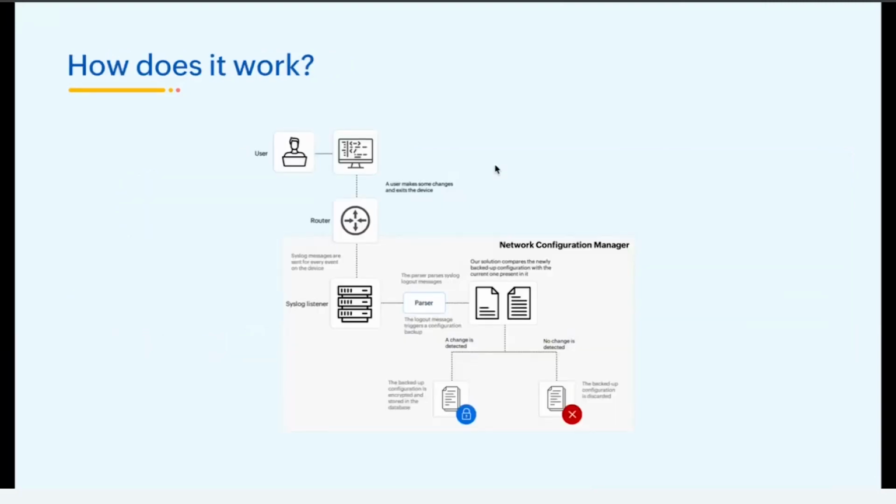So here is a clear explanation of how the process works. If a user logs into a device, makes some changes and exits that device, a logout message will be immediately sent using the syslog listener. As soon as the logout message is received, Network Configuration Manager will immediately back up the configuration, and then it will automatically compare that particular configuration with the previous configuration file.